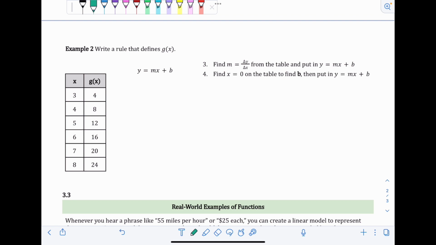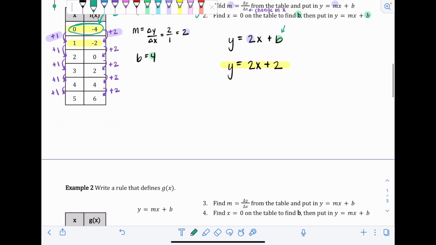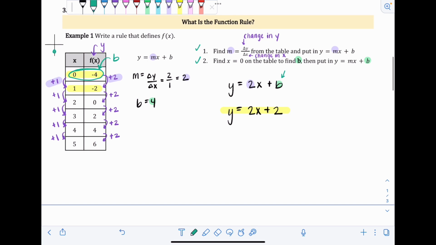I'm actually going to backtrack a little bit because I have one little correction that's going to drive me crazy if I don't. We talked about how y and f of x are interchangeable here. They mean the same thing. And since the instructions told us to write a rule that defines f of x, we really do want to use f of x instead of y in our final answer. So they mean the same thing, yes, but just to perfectly match the directions, we should write our final answer as f of x equals 2x plus 2.